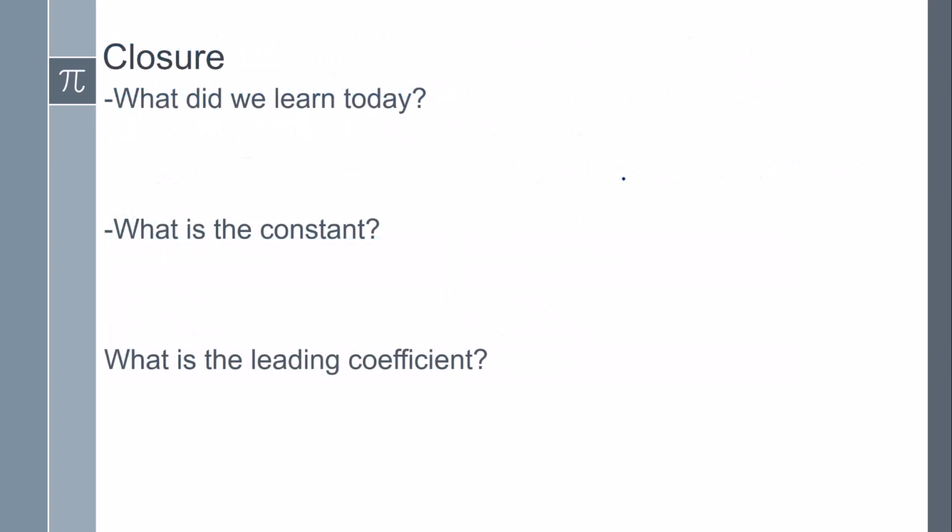So what did we learn today? We talked about polynomials and the degree of the polynomial, what the polynomial looks like, verifying if something is a polynomial or not. Now the constant is the value that doesn't have any x next to it. And then the leading coefficient is the value in front of the term that's my leading term in your polynomial, right? If you look at your degree, that's the highest exponent. It's the number in front of whatever has the degree.